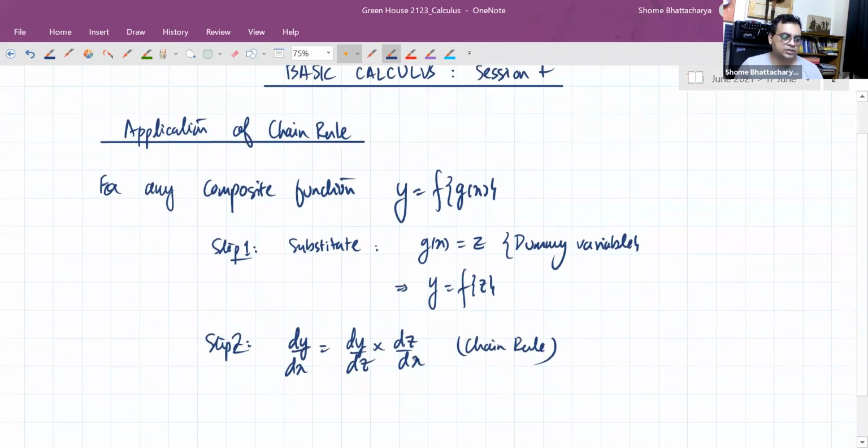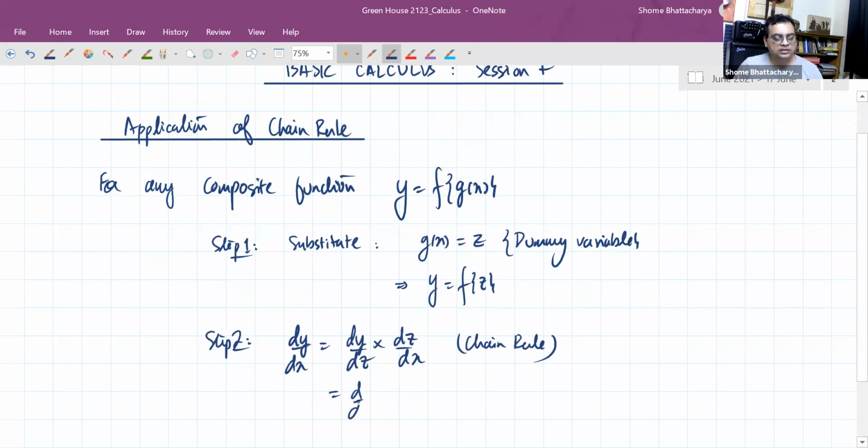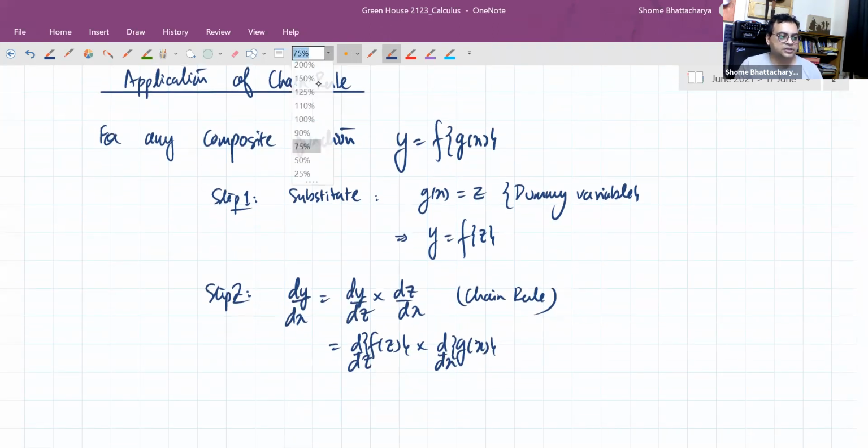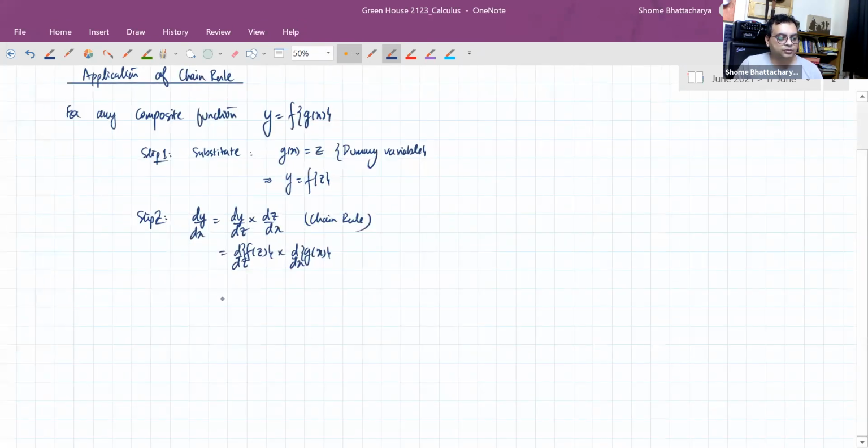And then of course we substitute this here, so we get d/dz of f(z) multiplied with d/dx of g(x). Now, of course, we can write the derivative of a function in short form using the dash or prime notation. So this will become f'(z) into g'(x), where prime means the rate of change. So dy/dx has come up to here. And finally, the third step, we want to remove z. So we have to resubstitute z as g(x).